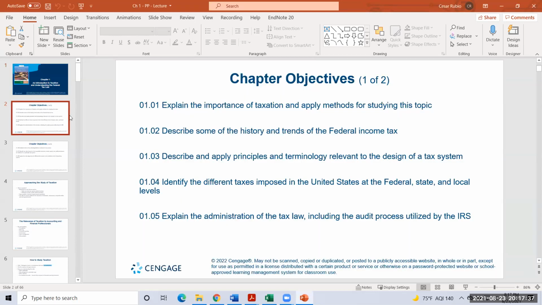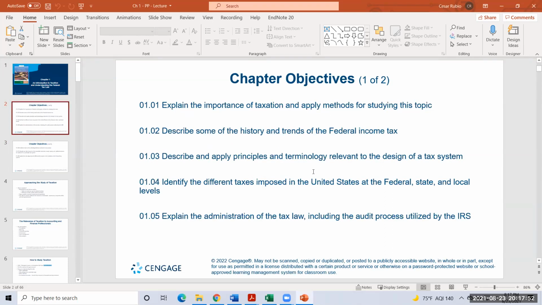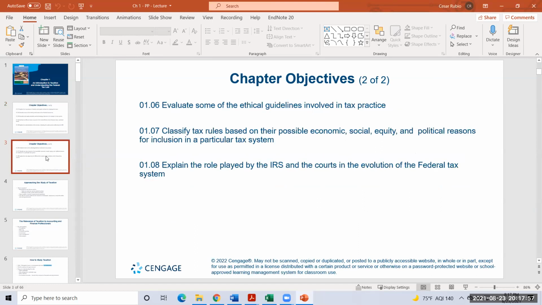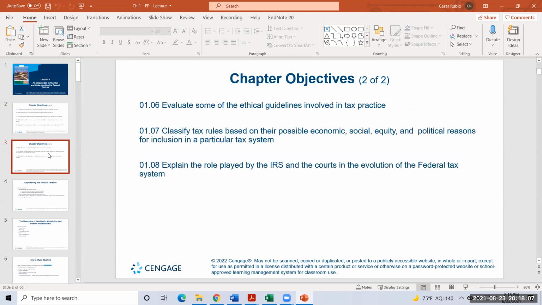So I would suggest just feeling comfortable with the whole chapter. The first thing I would suggest is to look over the objectives. There are 2 slides, and it does look like a lot, but some of them are not even a page or so. Look at these: describe, identify, explain, evaluate, classify, explain. These are the action words.